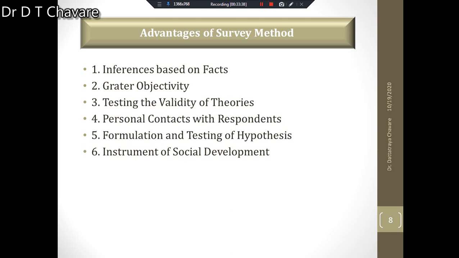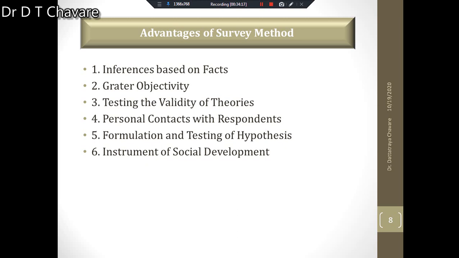And the last advantage we have to study here, that is survey method is an instrument of social development. In social sciences, where experimental method of research cannot be applied, survey method is the most scientific method of research, providing an insight into the problems faced by the society. Social surveys, my friends, play a significant role in national policy making and social and economic reform.